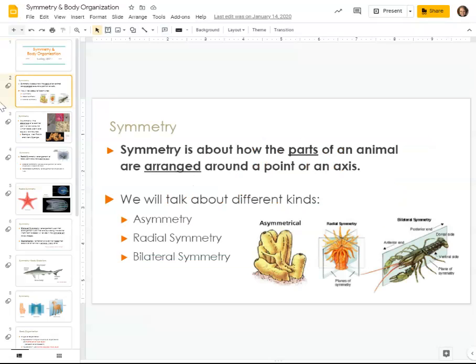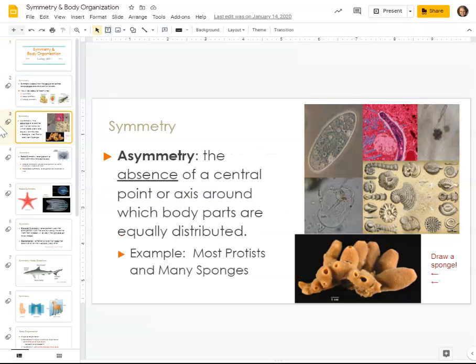You might remember symmetry from math class. Symmetry is about how the parts of an animal are arranged around a point or an axis. And we'll talk about three different kinds in here: asymmetry, radial symmetry, and bilateral symmetry. So the first one, asymmetry, when you see the letter A in front of a word, that means not. So this is actually not a kind of symmetry. There's only one kind of animal that doesn't have any symmetry, and that's going to be the sponges. And we'll talk about those soon.